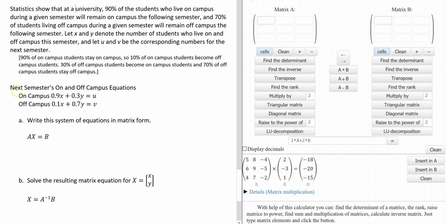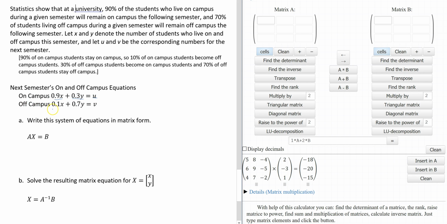Now with my equations, I'm going to approach the next semester with on and off-campus students. The first equation says on-campus students. So we're going to focus on on-campus students next semester. X was the number of on-campus students in the first semester. 90% of those are going to stay on campus. Now we're going to have a few more on-campus students, and that is the 30% that used to be off campus are now coming on campus. And that will equal the total number of on-campus students, which is U.